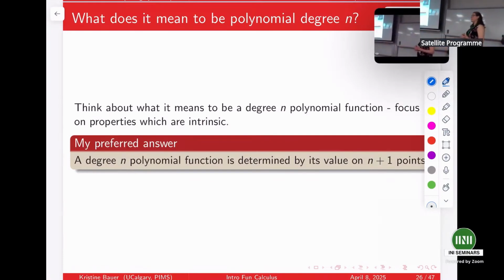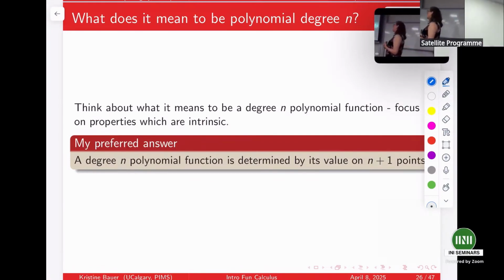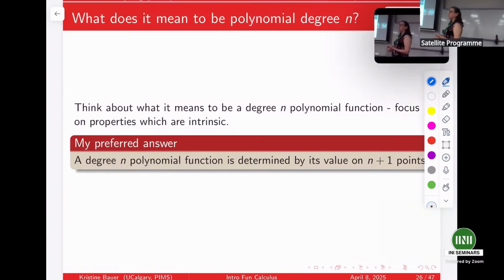And I want to think about the fact that when we're talking about functions, a degree n polynomial function is determined by its value in n+1 points. And that's a good motivation for the way that we're going to construct the PNs.